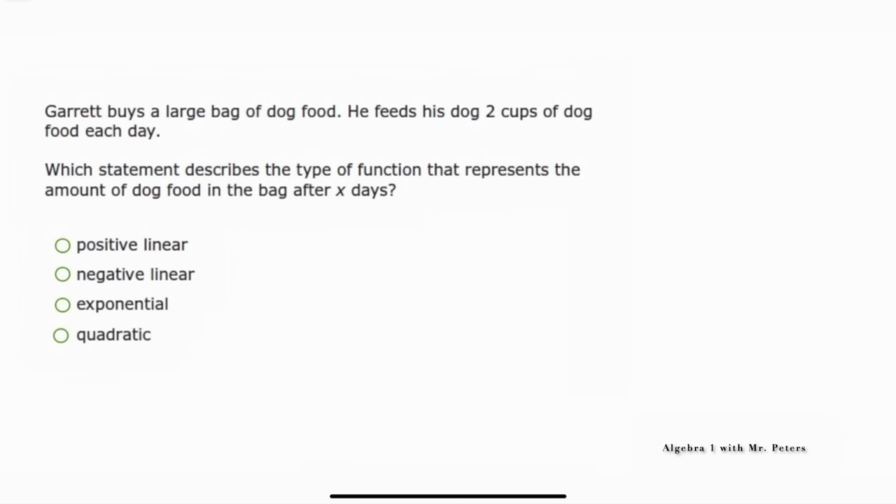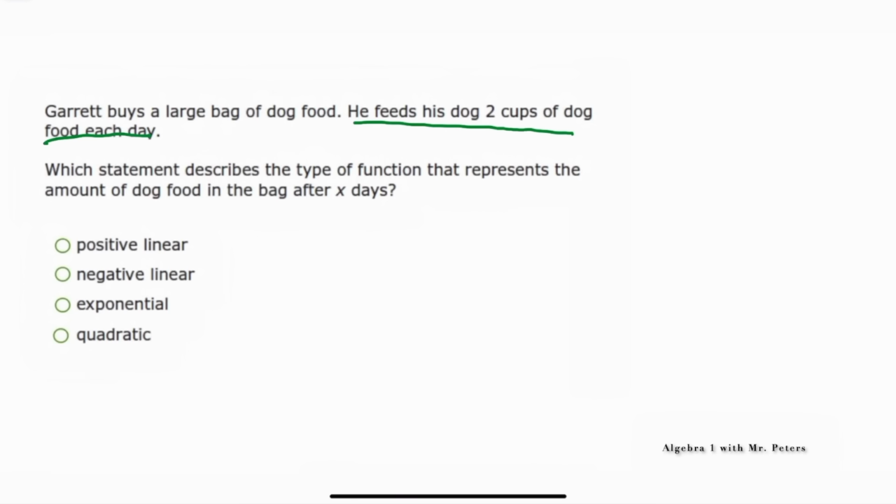So problem number 14, they want us to determine if this situation represents a linear, exponential, or quadratic function. And when we look at this, the most important thing is understanding that Garrett feeds his dog 2 cups of dog food each day. And this is important because we understand that this change is a constant change. So that already lets us know it is linear.